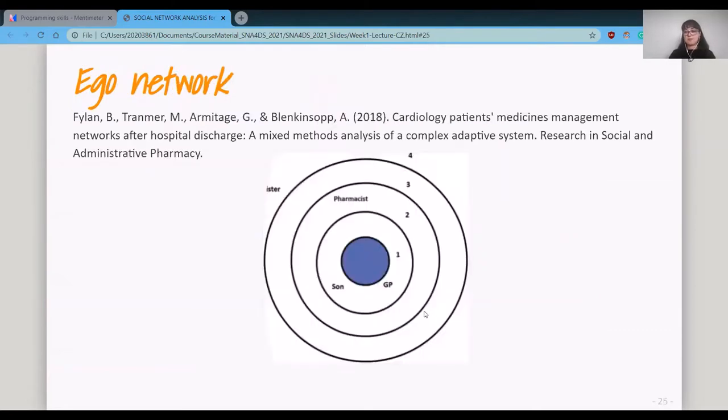So for instance, this is something that you might not be familiar with. It's called an ego network. It's still another thing that you will see in network analysis. We are not going to spend a lot of time on that because this is more of a qualitative approach, than still on Abram's question. And so this bluish purplish dot is a person.